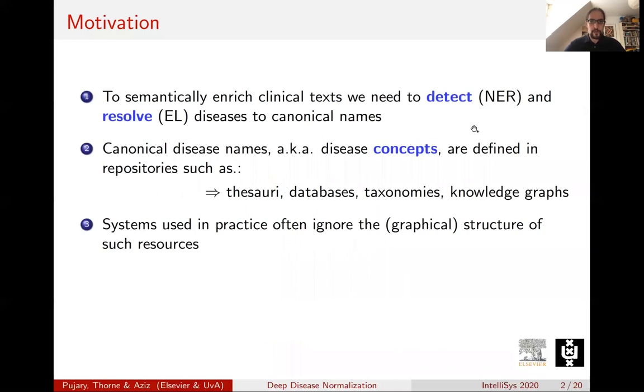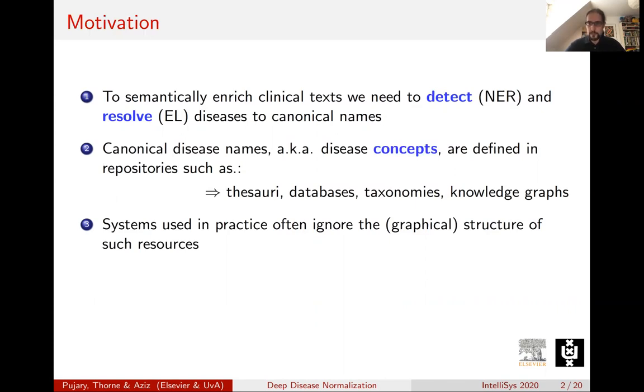So, to semantically enrich clinical text, we need to detect disease entities. We need to perform disease named entity recognition. But this is a challenging task. Why? Because disease entities are very ambiguous. So typically, you need to additionally resolve or disambiguate these disease entities, solving a task known as entity linking.